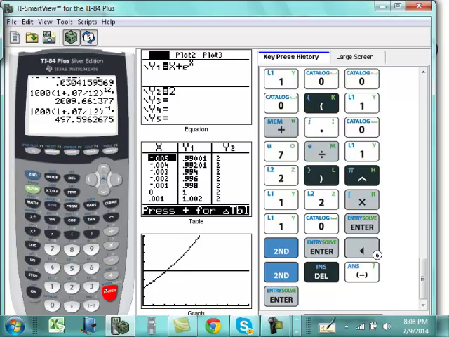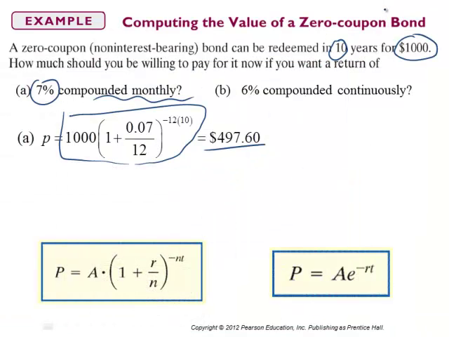You may want me to show you the calculation again? Okay. So if I want to have a dollar value of $1,000 in 10 years, with 7% APR monthly compounding means that I would need to invest $497.60 today.